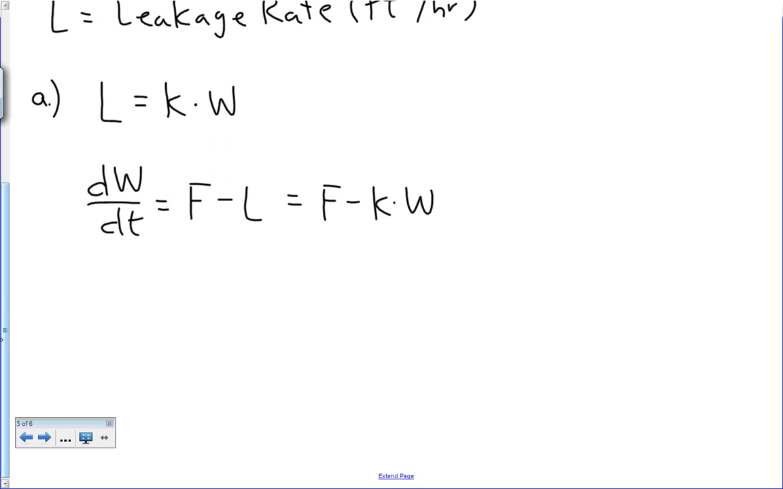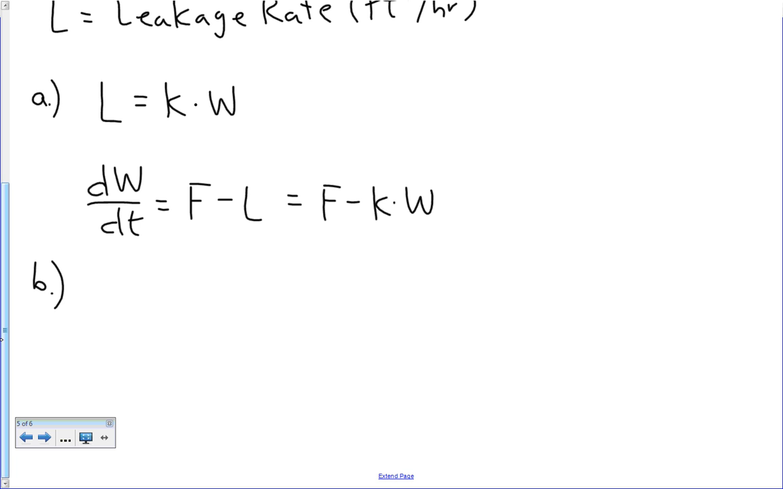So the method we have to solve a differential equation algebraically is the separation of variables method. That's the only method we're going to talk about. To do that, I have to get all of the W's on one side and all of the T's on the other side. Those are my two variables here.